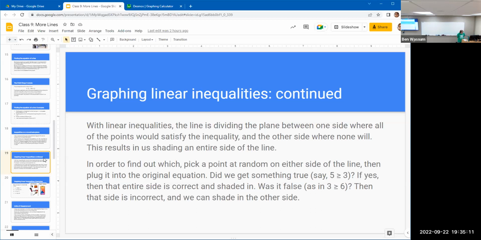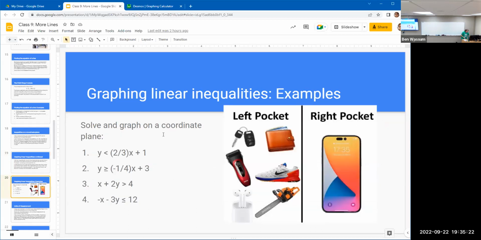Now it might sound more than a little squirrely at the moment, but it'll make a little bit more sense when we start working them out, okay? Now, the nice thing is that at least for these first two, I set them up peachy, right? So for this first one, we have y is less than 2/3 x plus 1.